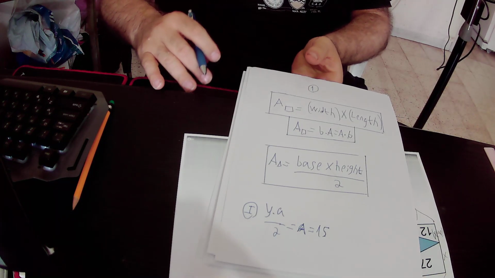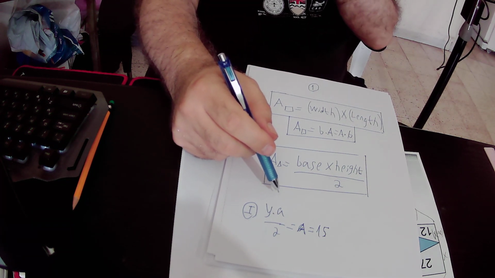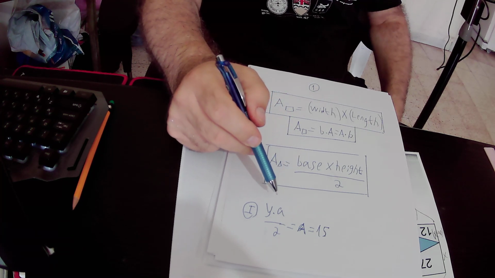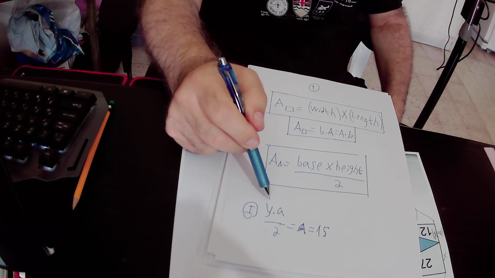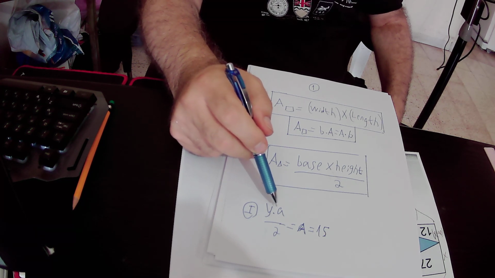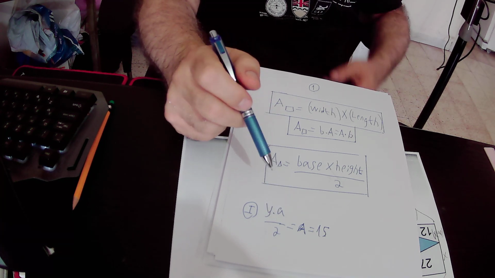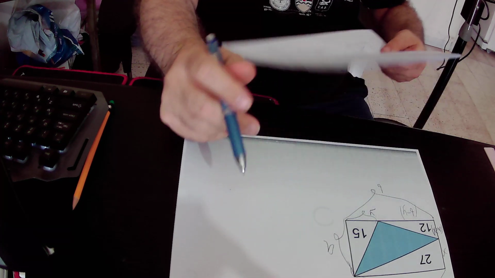So the first equation is the formula for the area of the triangle, that is, the area is 15 units, and the formula for that area is the base of the triangle, that is y, times the height of the triangle, that is a, all divided by 2. Okay, so that is the first equation.